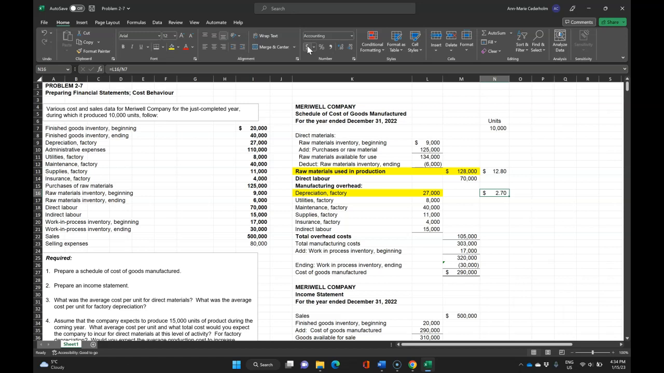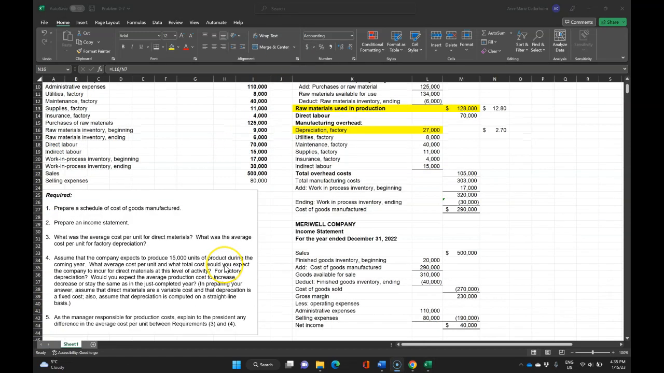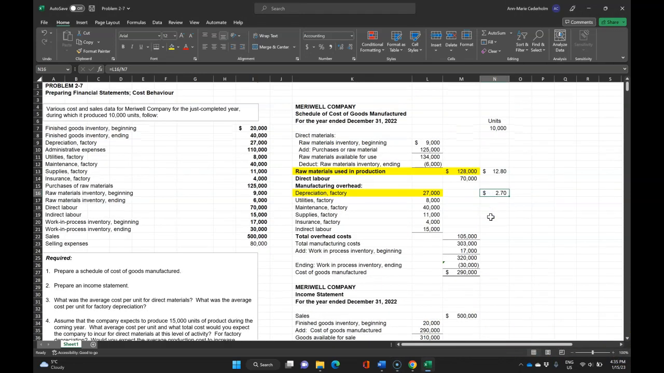So in part 4 it says, assume that the company expects to produce 15,000 units of product during the coming year. What average cost per unit and what total cost would you expect the company to incur for direct materials at this activity level? So the easiest way to do this is to put 15,000 right beside here, and then we can do that analysis.